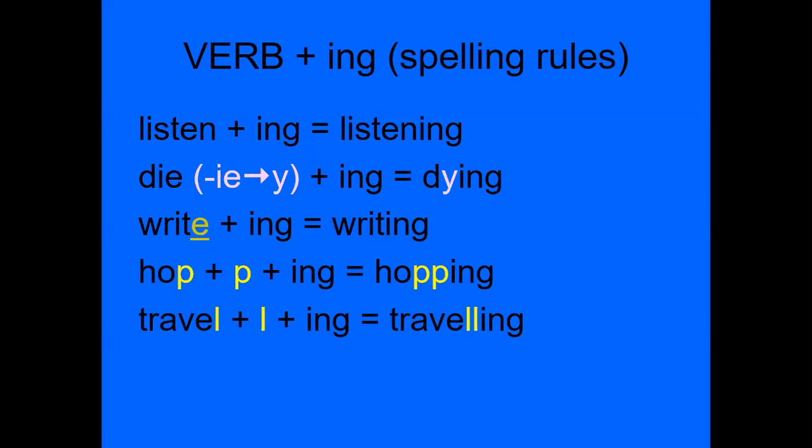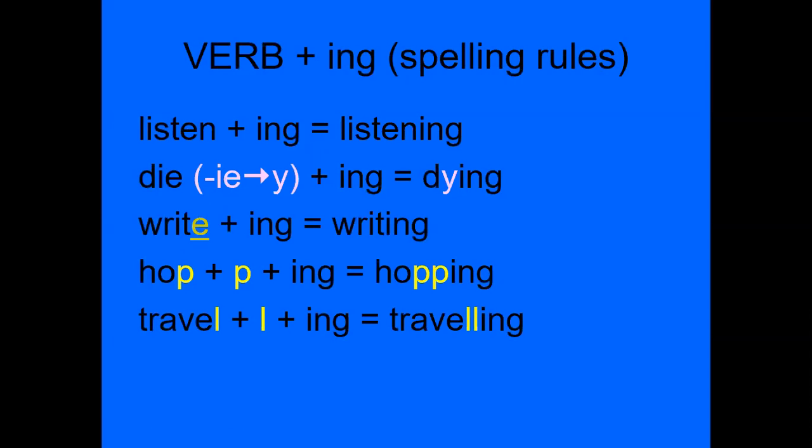And then you have the word hop, which is like jump. In this case, it's different from hope, it's hop, okay? And you have to double the P because you have a vowel before the consonant, okay? And you say hopping. And then you have the verb travel, and you have to add the L and say traveling.